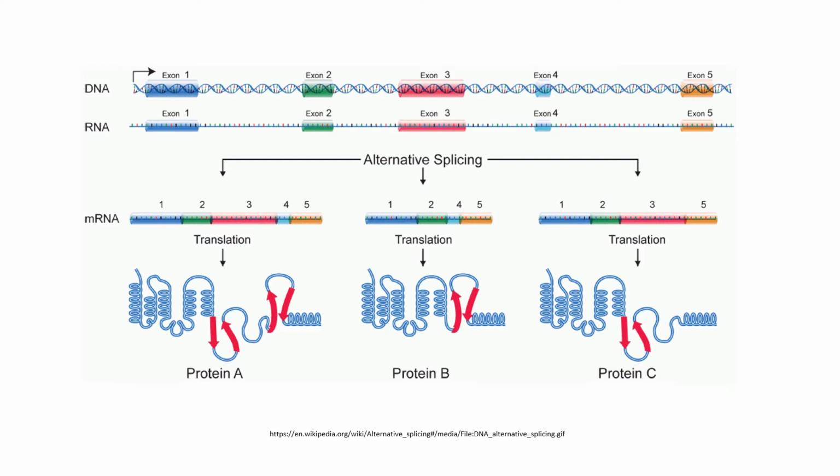And I could make yet a different protein. So you see the magic here, that there are now so many combinatorial possibilities that the same gene, by the method of alternative splicing, can express many different proteins.